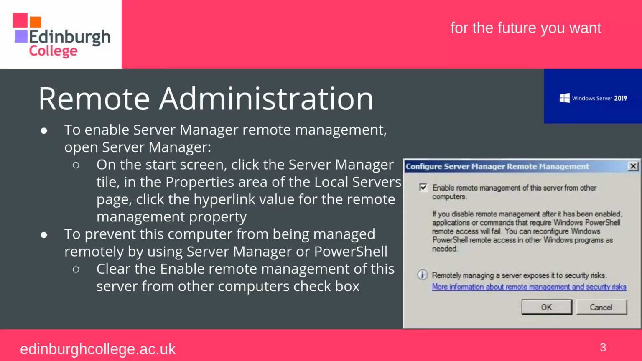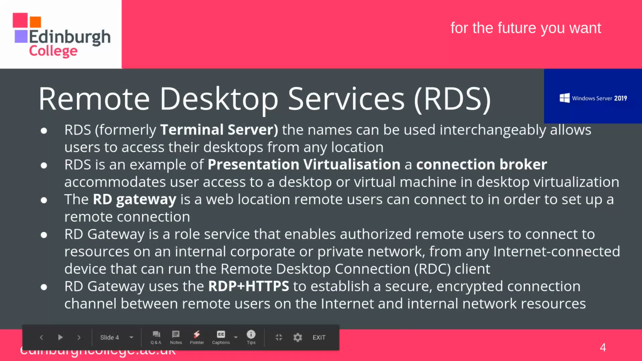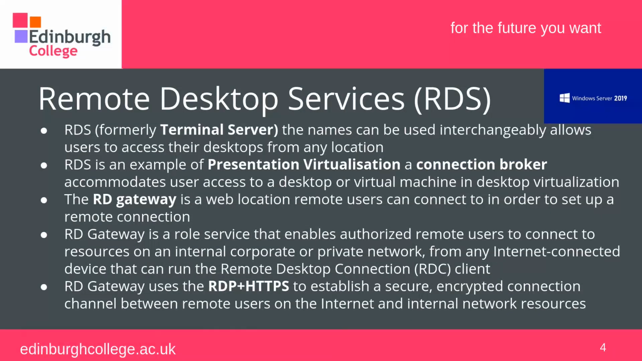In order to turn this on, we go to Server Manager, Remote Management. We go to the Start Screen, Properties of the Local Server page, and click the hyperlink value for Remote Administration. Likewise, we just untick the box that you can see over there if we don't want the server to be remotely administered. So we untick this and click OK. There's a little hyperlink that will give you some more information.